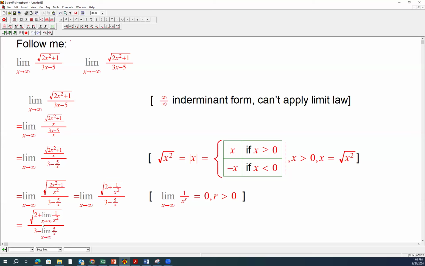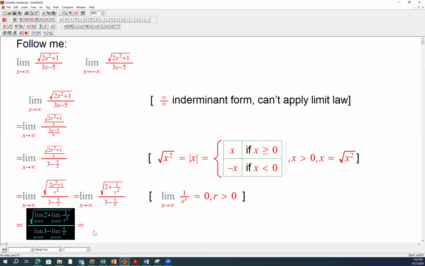Do I need to put a limit in front of the constant? It's optional, because the limit of a constant is always the same as the constant, so we don't have to do it. You can if you want to, that's not a problem. Okay, so it's optional.